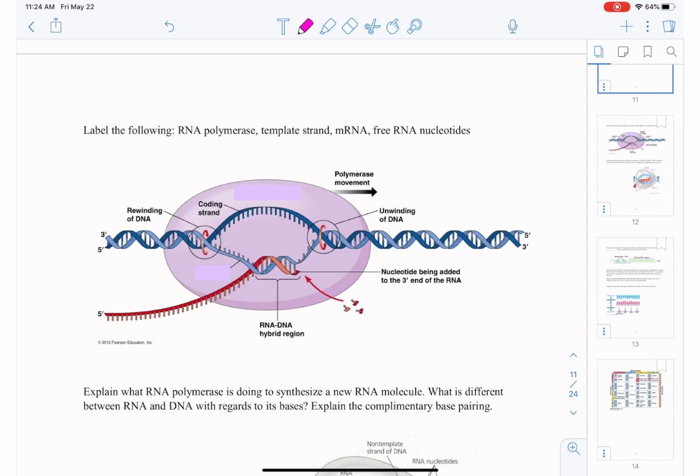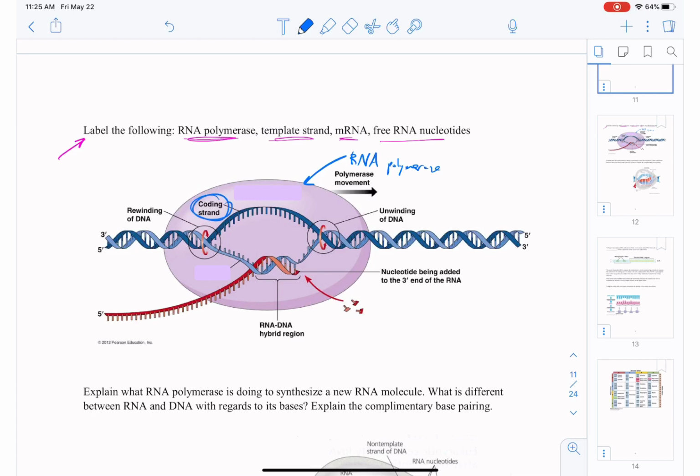Okay, now we're looking at some of the specifics of transcription, taking that template strand and making an mRNA molecule from it. And first what I want to do is label some things: RNA polymerase, the template strand, mRNA, and free RNA nucleotides. Let's do some labeling. First of all, where is the RNA polymerase? Well, this big purple blob is the RNA polymerase.